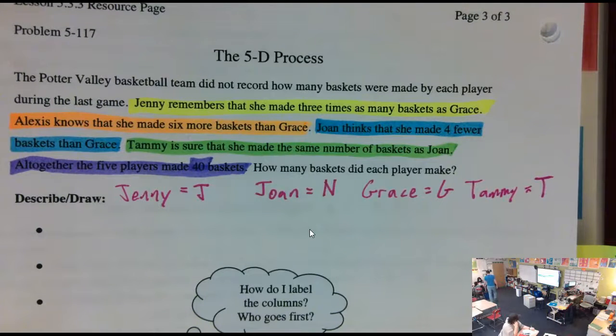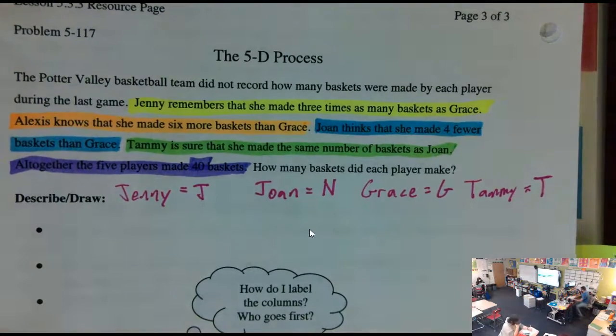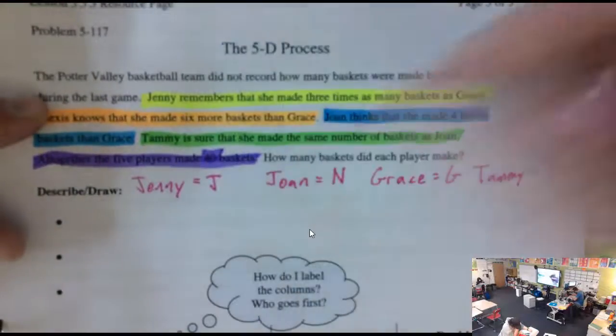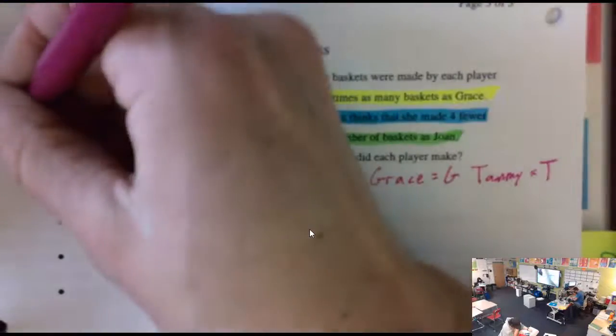What's up? Oh, Alexis! She should probably be A. I forgot Alexis. My friend Nick would be very mad because that's his wife. Can't forget Alexis. Alexis should be A. Yeah, I'm just going to put an A over here.